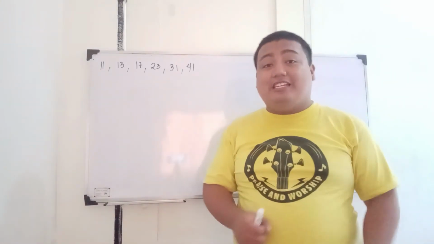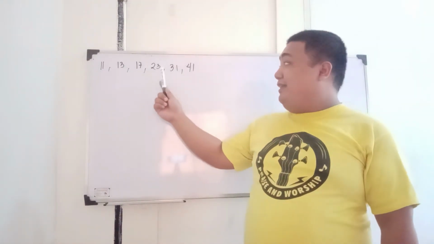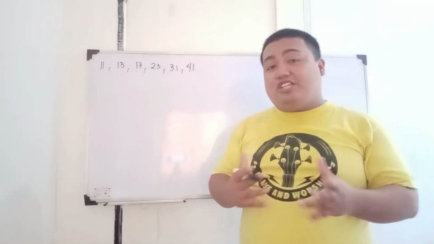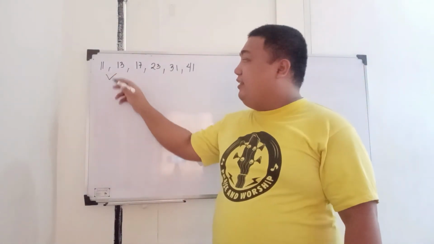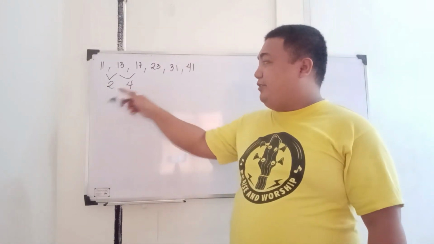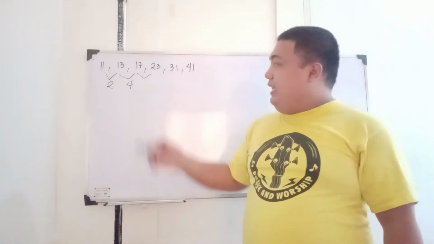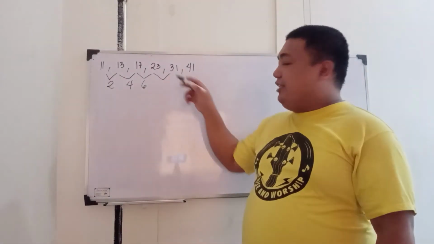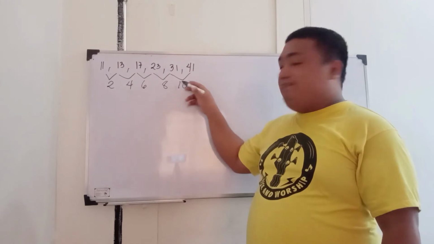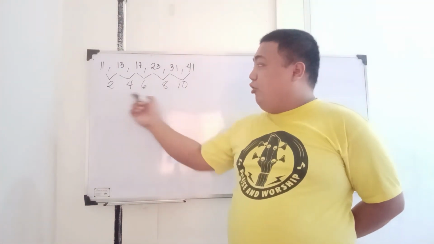So, I have here another example which is 11, 13, 17, 23, 31, 41. Kunin muna natin ulit kung paano siya nag-generate. 11 to 13 takes 2 steps. 13 to 17, 4 steps. So, hindi na siya linear pattern. 17 to 23, 6. 23 to 31, 8. 31 to 41, 10. So, hindi na siya linear pattern kasi hindi common sa first row.